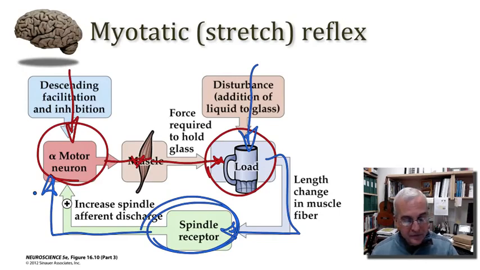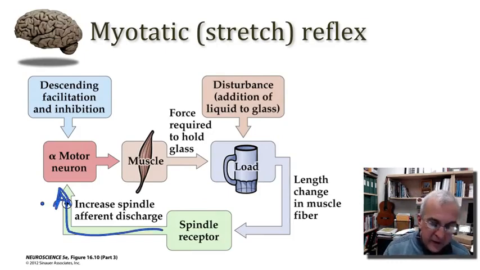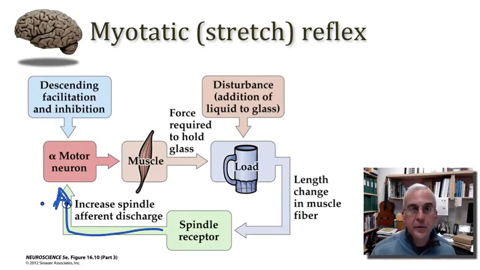Now, not depicted in this schematic is the disynaptic inhibition that allows for relaxation of the antagonistic muscles, but that too is part of the distribution of this incoming sensory information to the spinal cord circuitry.